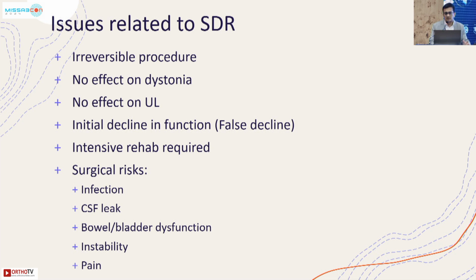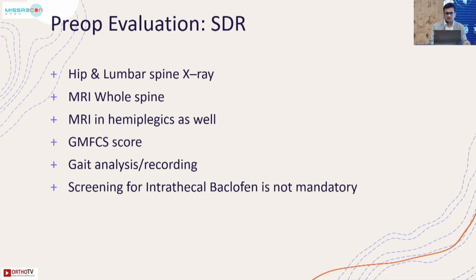There are significant issues with selective dorsal rhizotomy compared to other neuromodulation procedures because it is irreversible. There is no effect on dystonia. It is not recommended in the upper limbs, and many times there is an initial decline of function, but over time there might be some gain in spasticity after surgery, and that cannot be modulated. And there are inherent surgical risks associated with selective dorsal rhizotomy. For pre-operative evaluation, routine evaluation is required, like MRI of the whole spine.